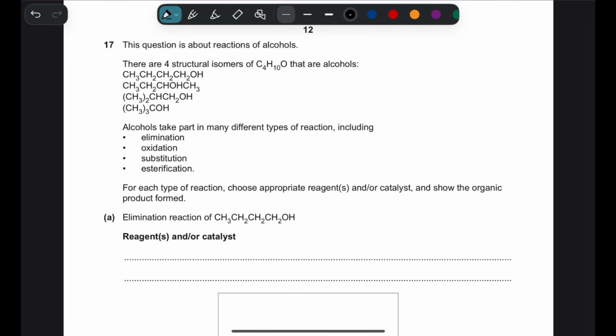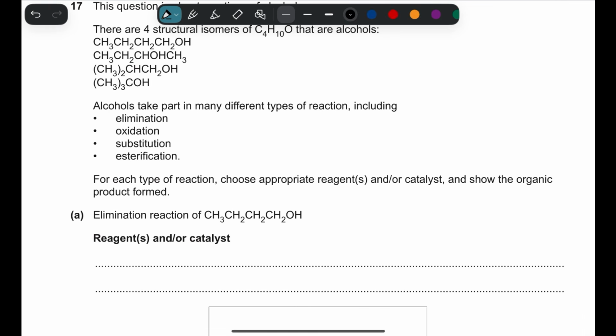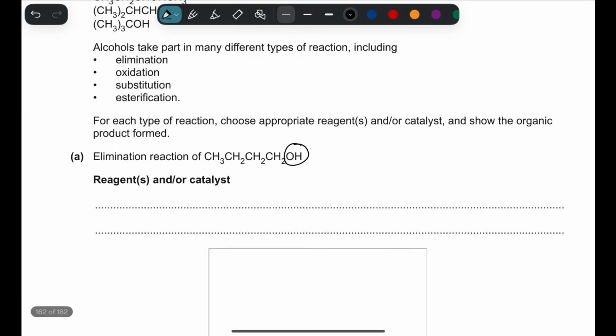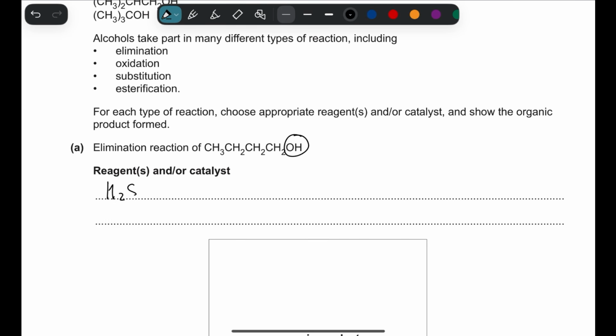Okay. So looking at this question, we're talking about alcohols and their reactions. Now, for the elimination reaction of this primary alcohol, the only thing we're really going to be able to do is remove this and replace it with an alkene. The way we do that is we use heat and an acid catalyst. So that's what you want to write. You can write H2SO4 or you can write H3PO4, but regardless, just make sure you're using an acid catalyst, and it has to be one of those two.